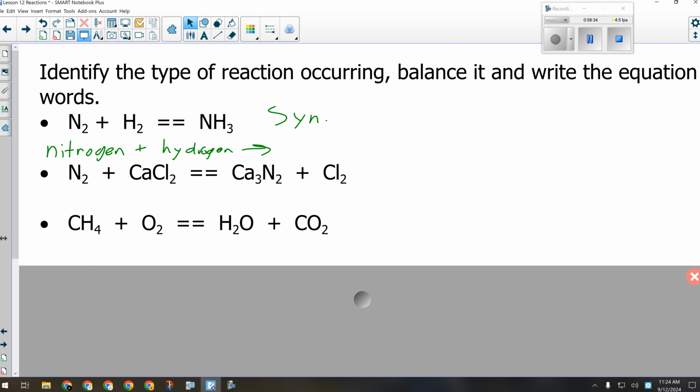Okay, is this going to make something molecular or ionic? It's molecular. They're both nonmetals. Hydrogen is listed second, so this is going to be nitrogen trihydride. Okay, so I've identified the type. I've written it in words. Now I need to balance it.